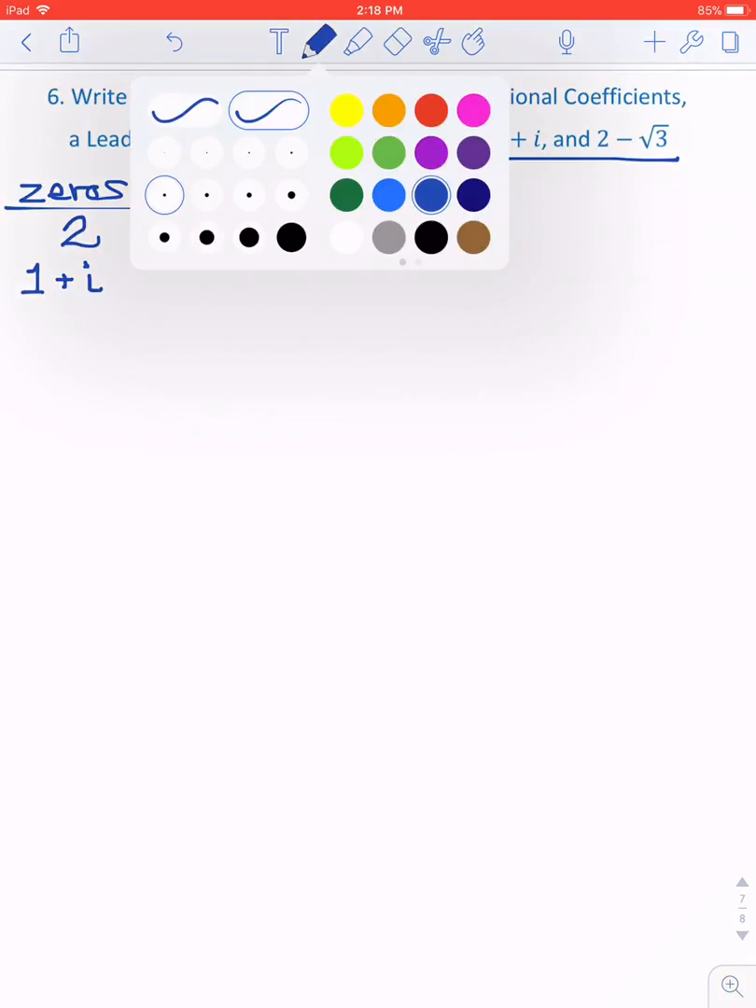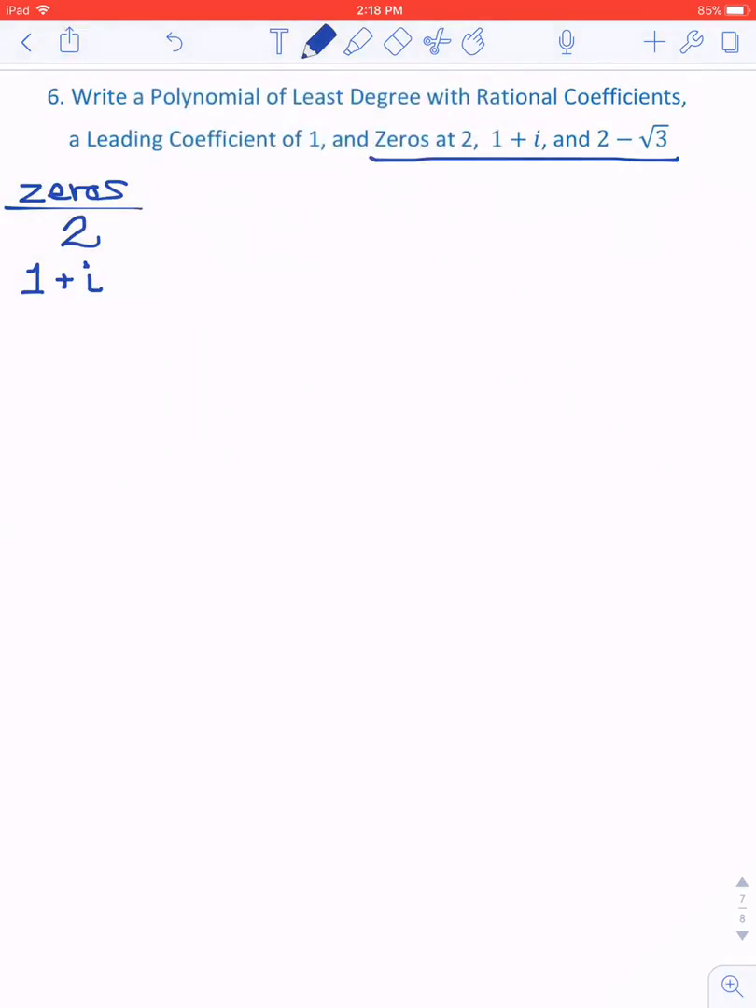Right, and our complex conjugates theorem tells us that we also have what other factor? Or what other zero, sorry? 1 minus i. And what's the next given one? 2 minus root 3. The irrational conjugates theorem tells us that we therefore also have 2 plus root 3.